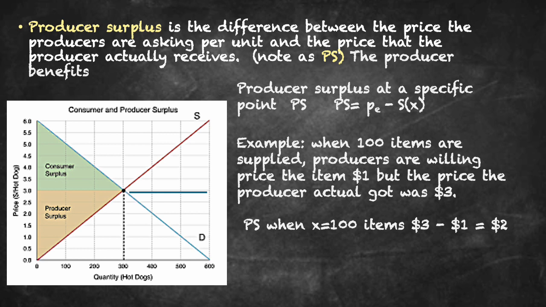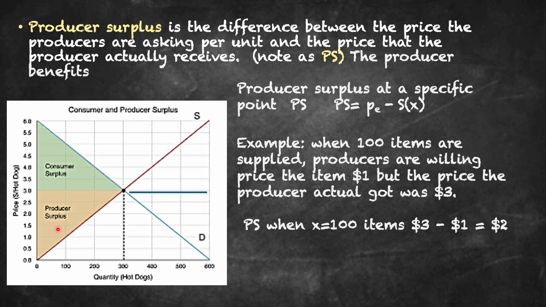Now looking at the producer surplus, we're going to abbreviate that with PS. When you're looking at the producer surplus, that's going to be where there's a difference that benefits the producer, where it's what the customer paid versus what the producer was planning on charging for that item. And that's going to be in this yellow area here. That's where the producer benefits.